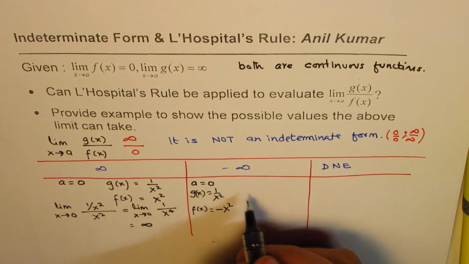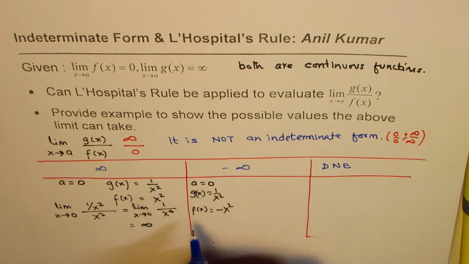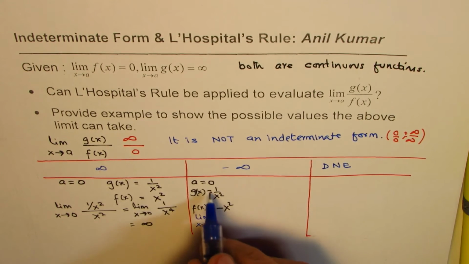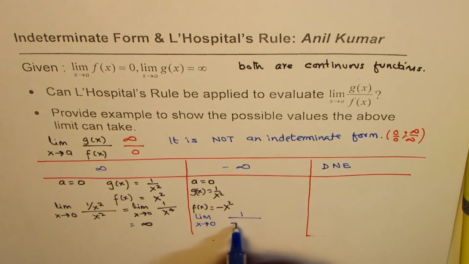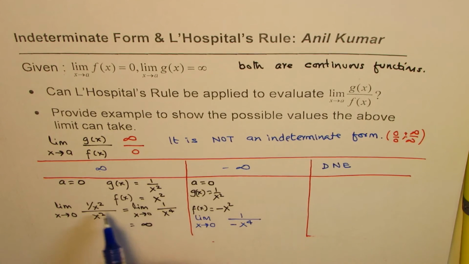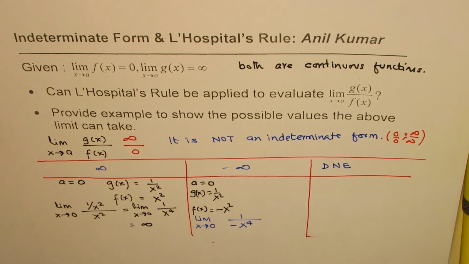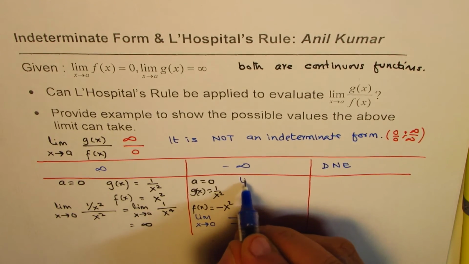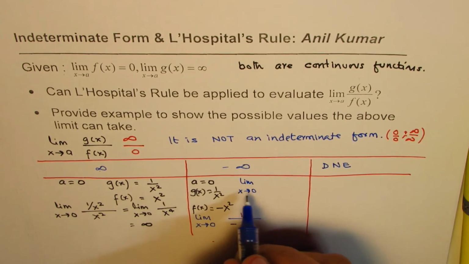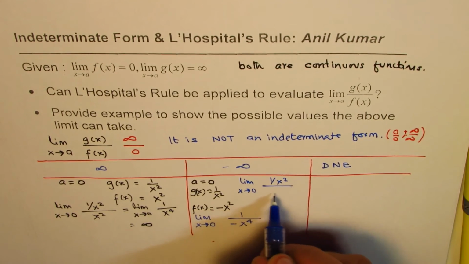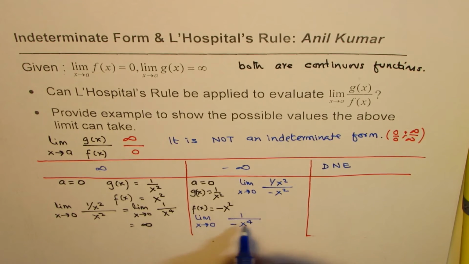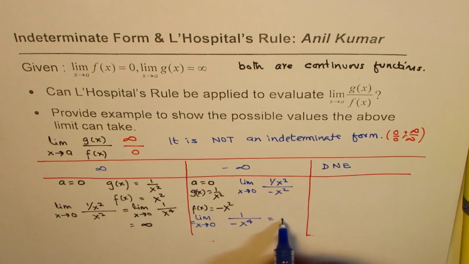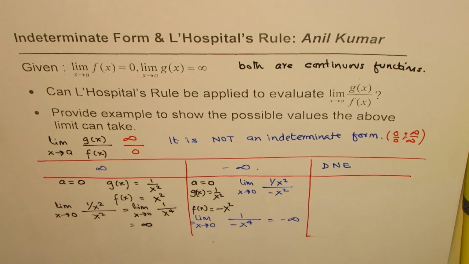Of course, then the question will be, let me rewrite this question here as the limit as x approaches 0 of 1 over x squared divided by minus x squared, correct? So that gives you 1 over minus x to the power of 4. Perfect. Now if I substitute 0 here, what do I get? I get minus infinity. Perfect.